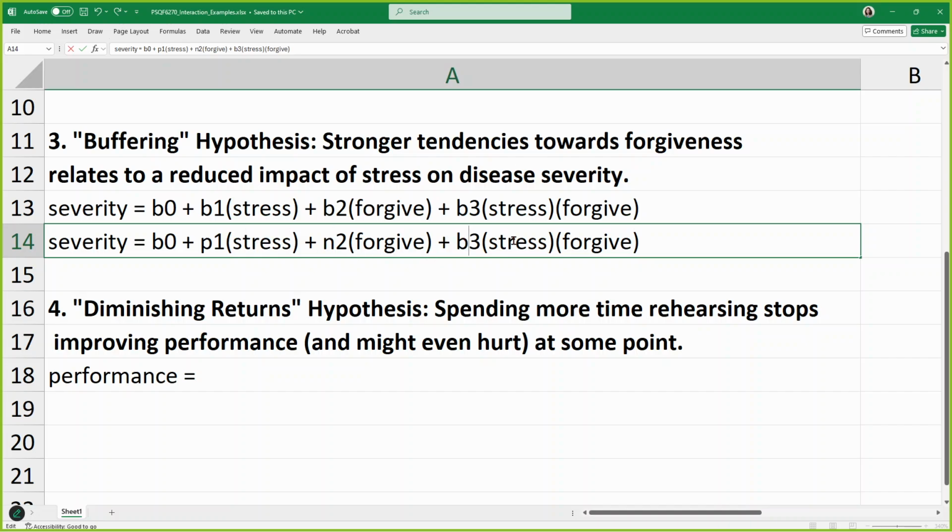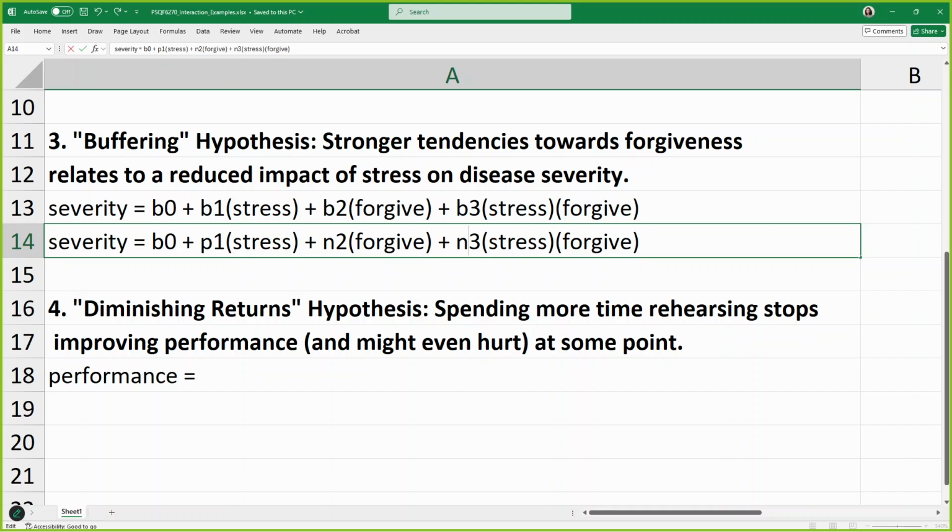Now, for this to be right, for forgiveness to have a protective factor or to buffer the deleterious impact of stress, what's my sign? Negative, opposite sign. So I would say stress is less bad for you. Stress is less related to severity if you're higher in forgiveness.